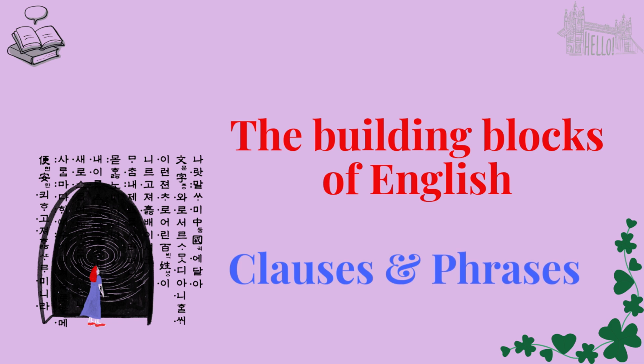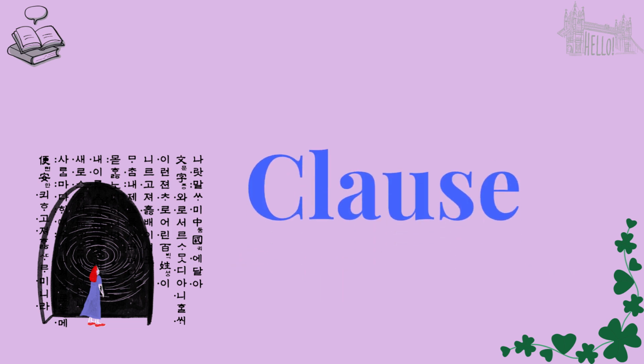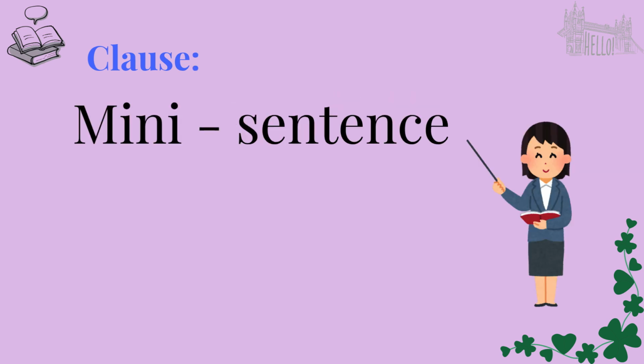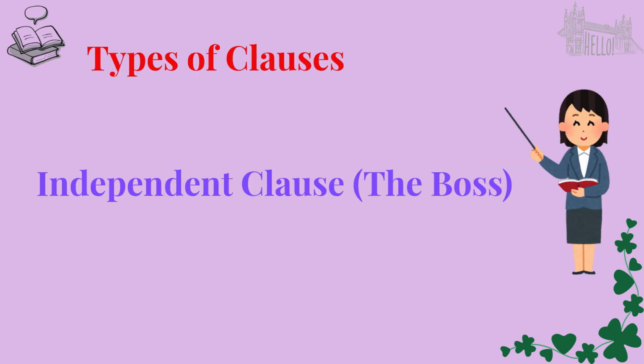Let's start with the big one, a clause. A clause is simply a group of words that contains two very important things: a subject, who or what is doing the action, and a verb, the action itself. Think of a clause as a mini-sentence. However, there are two different types of clauses.